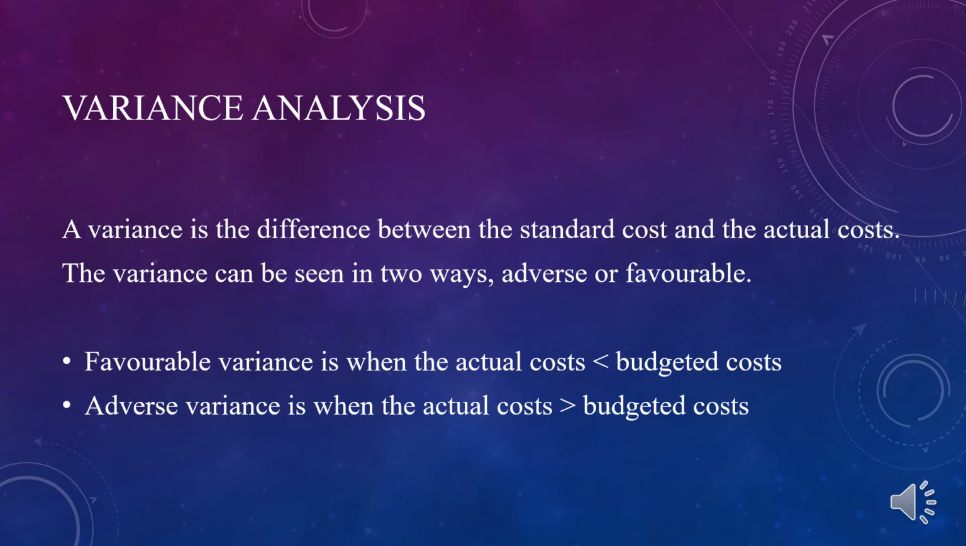Favorable variances show that we have spent less than planned. Actual costs are lower than budgeted costs. Under favorable variances, there can also be a price variance, where materials were purchased at a better price, or where it was possible to use less skilled or cheaper labor than originally thought.